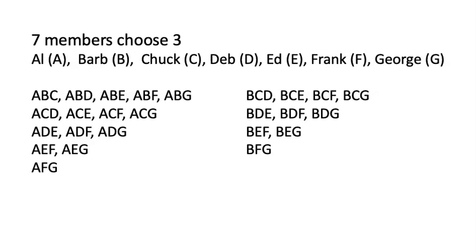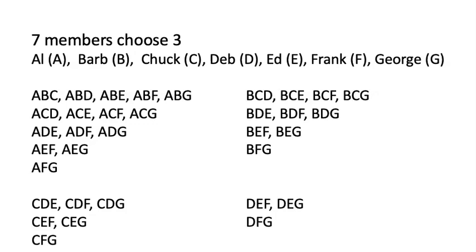Now starting with Chuck, Chuck, Deb, Ed, etc. CDF, CDG, CEF, CEG, CFG. And then starting with Deb, DEF, DEG, DFG, starting with Ed, EFG. That's all of them. That's a whole bunch. 15 plus 10 is 25, 26, 27, 28, 29, 30, 31, 32, 33, 34, 35. 35 total. So we had an original set of 7. We had to select 3 to participate in this meeting. 7 choose 3 is 35.